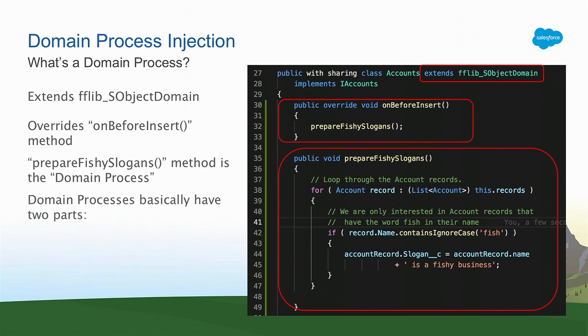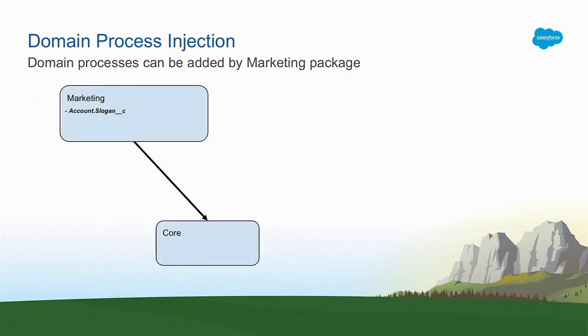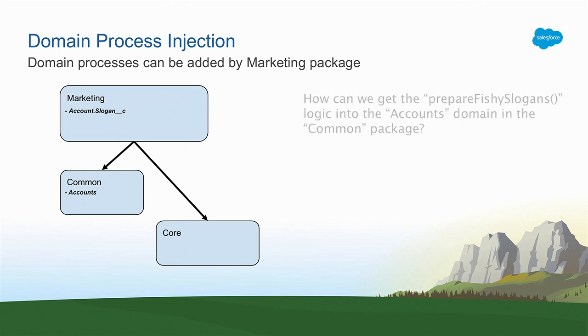Now, when you generally break down domain processes, I found that it usually falls into one of two thoughts. Domain processes have criteria, or filters. You take the records that are part of the domain, you filter them down, so that you can then perform one or more actions on them. So if you think about your domain logic in that kind of two-step approach, breaking this out becomes a little bit of an interesting scenario. So again, we've got marketing. It depends on accounts or the common package. It depends on core. It is adding the slogan.